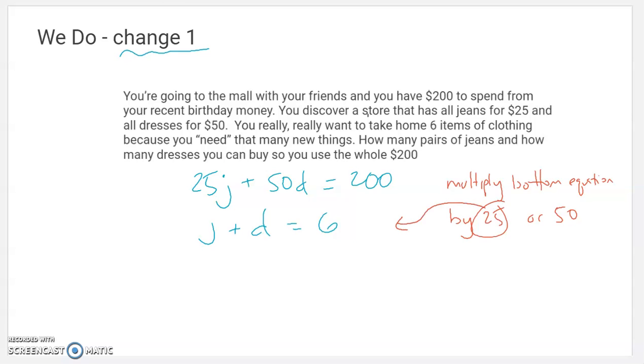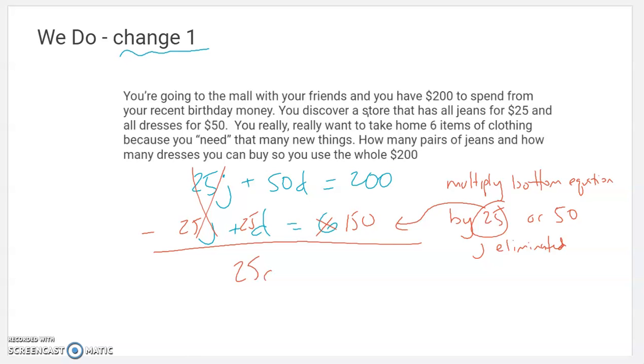So I'll do that. And that's going to change that one to 25J plus 25D equals 150, I believe. Now I've got an equation for which I can eliminate J. So when I do my elimination now, J will be eliminated. So write that in. Elimination. 50D minus 25D is 25D equals 50. And that lets me know that you bought 2 dresses.